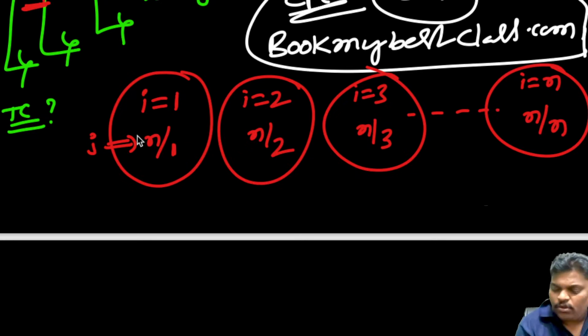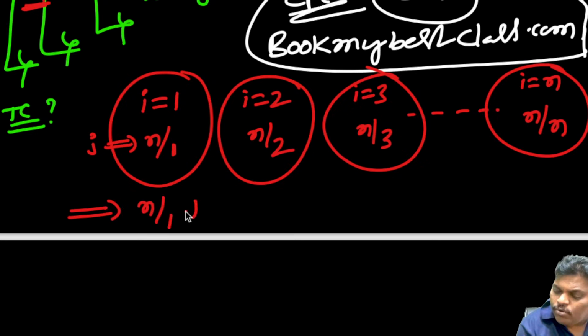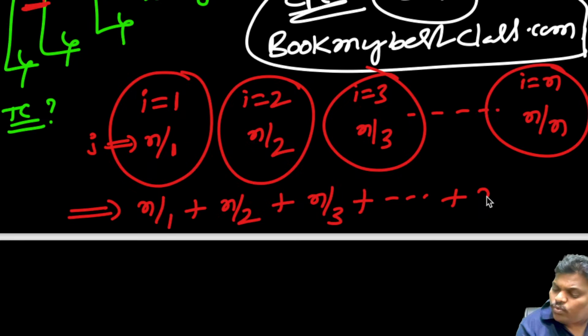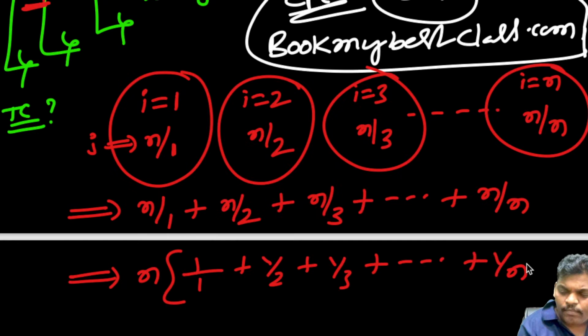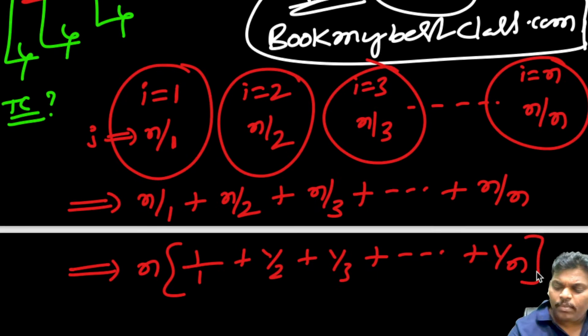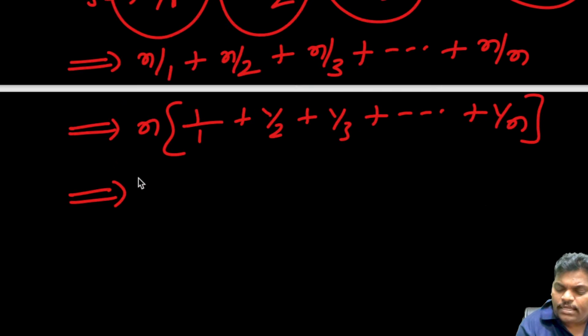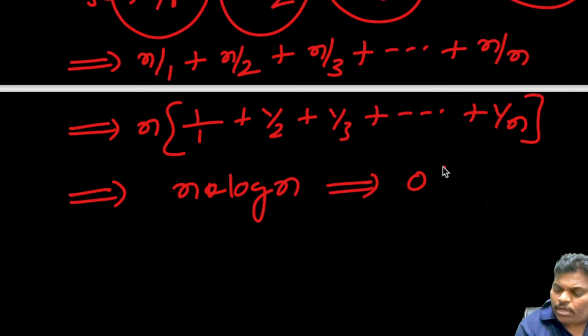So overall, if you observe, I value 1, the J loop is running n by 1 time. I value 2, n by 2 times. I value 3, n by 3 times, and so on. I value n, n by n times. Then n is common, and we get 1 by 1 plus 1 by 2 plus 1 by 3 plus, and so on, up to 1 by n. Remember, this series is called the log n series. So it became n into log n. So the time complexity of this program is n log n.